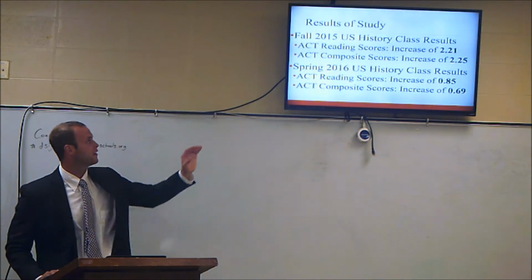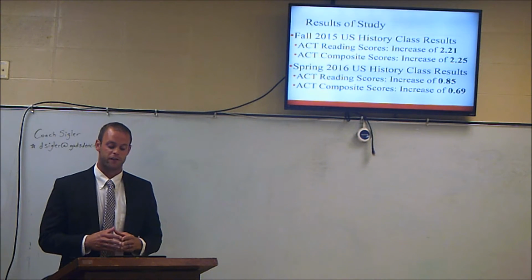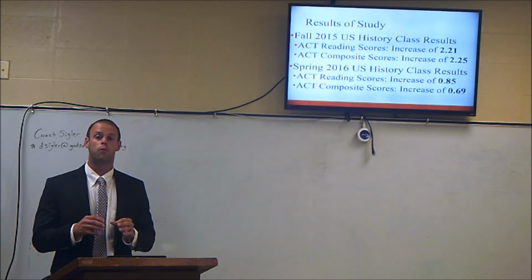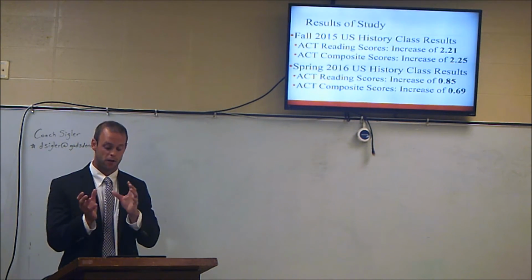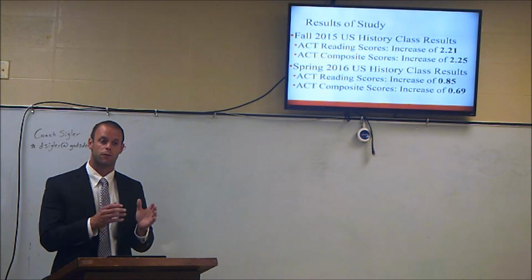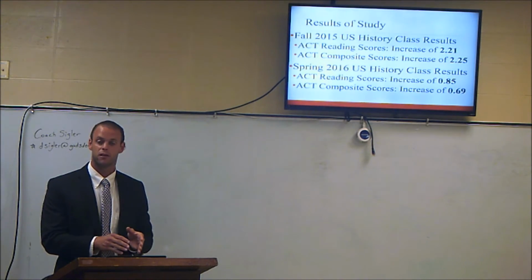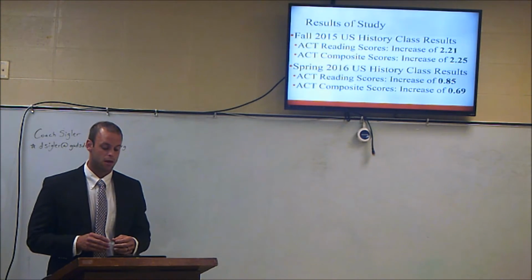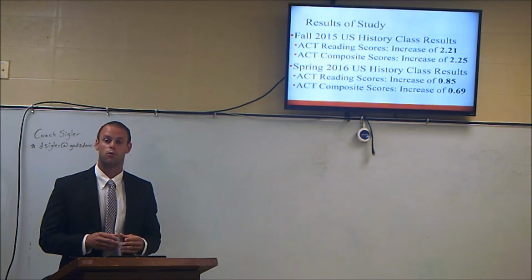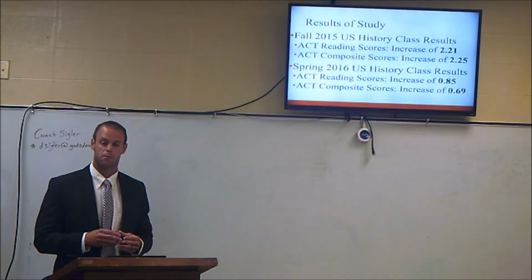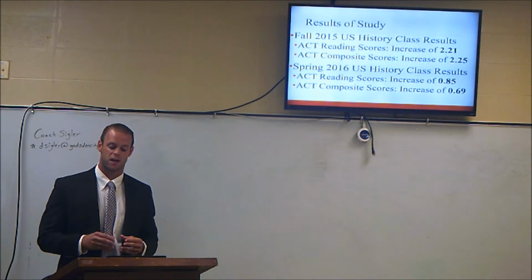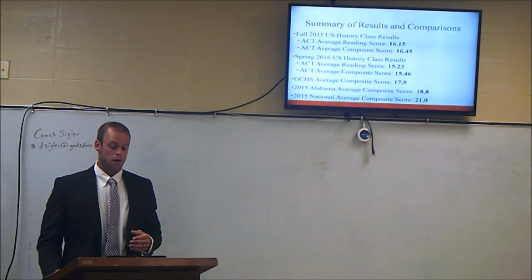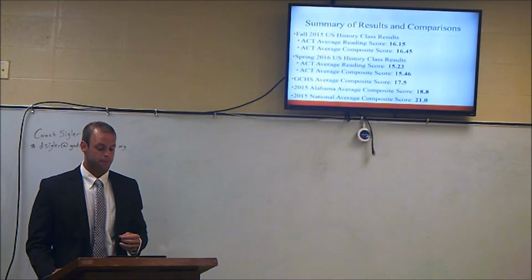So if we look at this, the fall 2015 class, their ACT reading scores increased 2.21 on average for the class, from the PLAN to the ACT, and for the composite, it increased 2.25. Where you look at the spring 2016 class, the ACT reading scores increased by 0.85, whereas the composite scores increased by 0.69. Now, to put that in comparison with other scores, we have the averages here.